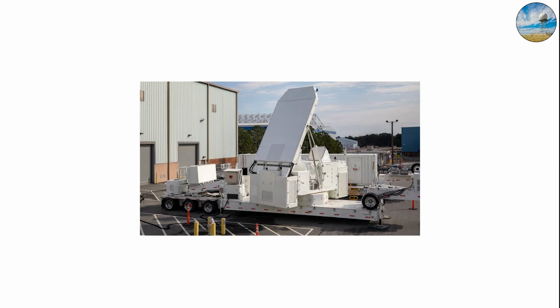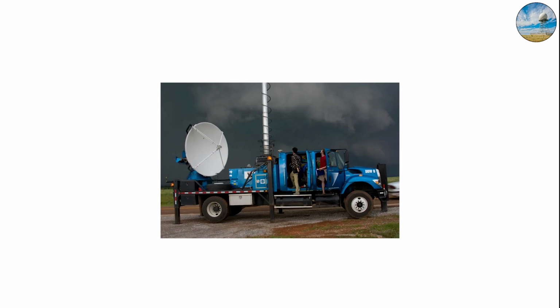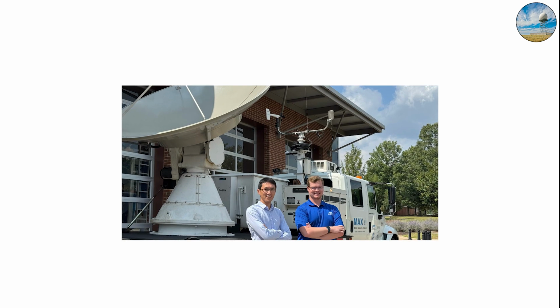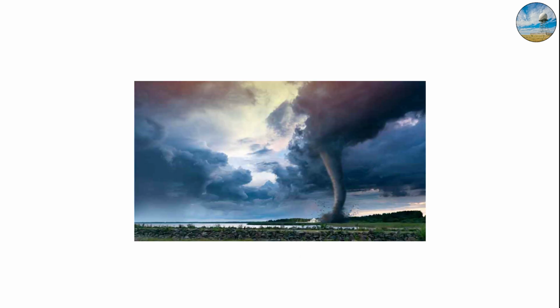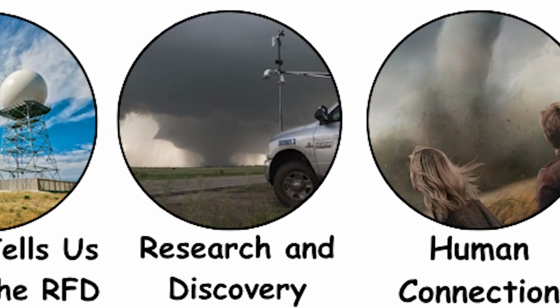Advanced mobile radar units, like the Doppler on wheels, have helped scientists see just how dynamic the RFD really is. High-resolution scans often show multiple pulses of descending air, shifting temperatures, and bursts of rotation, a chaotic ballet that defines each tornado's unique behavior.